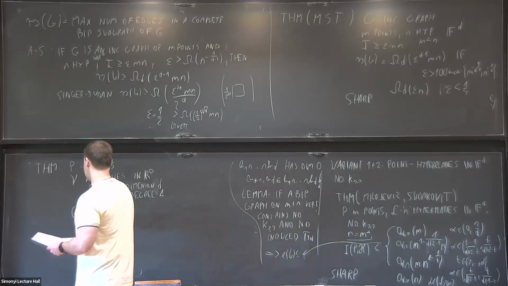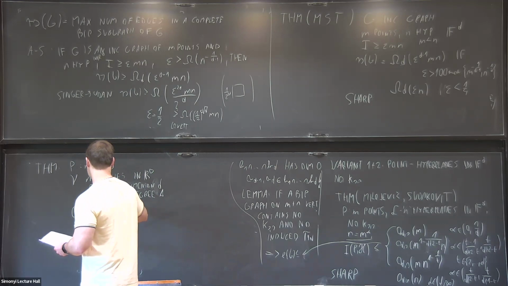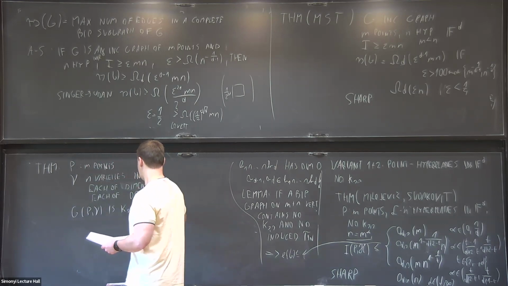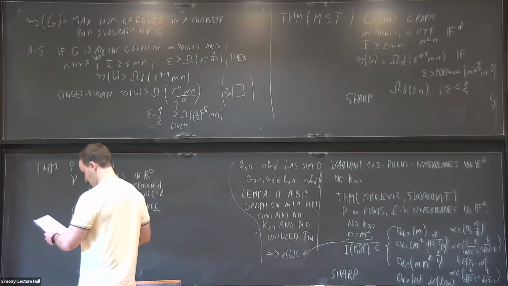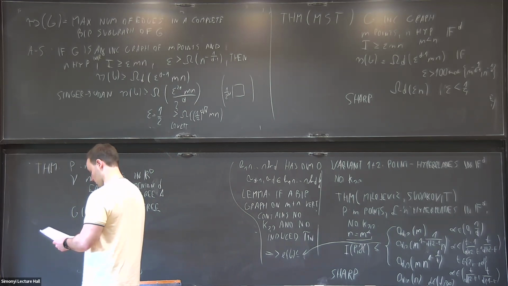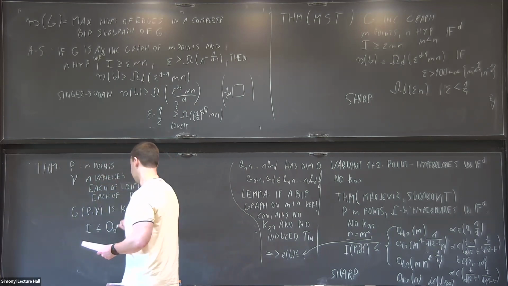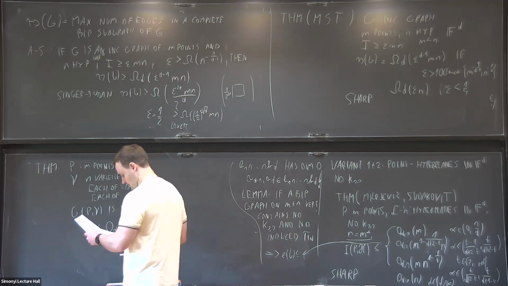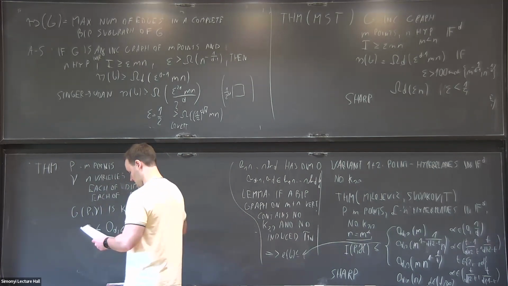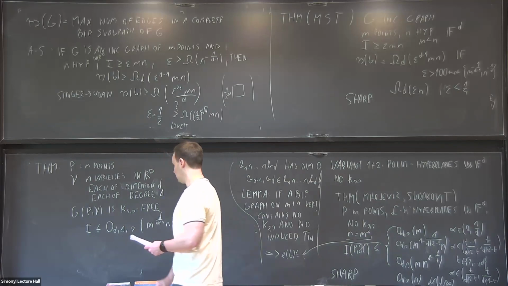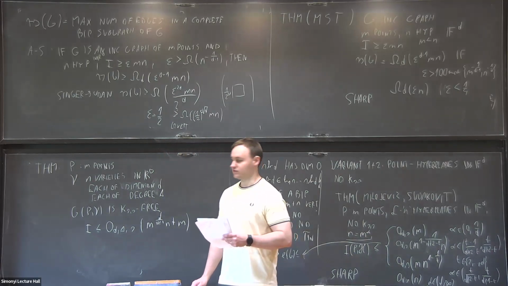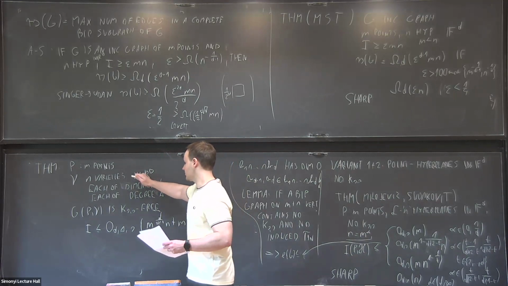Now if the incidence graph, so this G_PV, again is K_{s,s}-free, then we get that the number of incidences is bounded by some constant depending on the dimension, the degree, and s, times m^{D/(D+1)} n + m. This is not in R, this is in F.